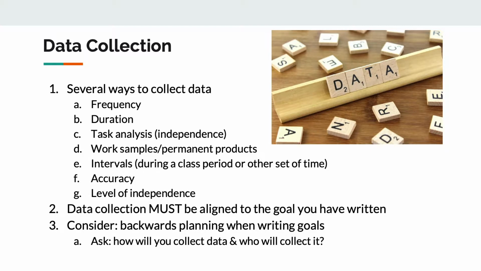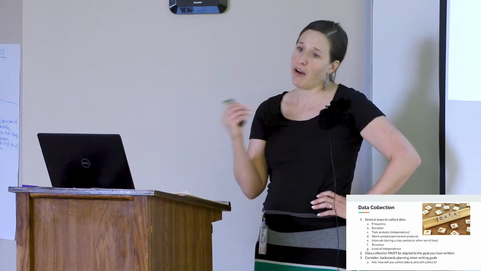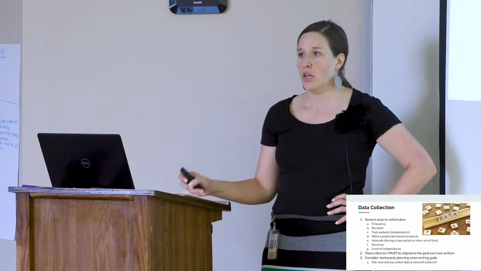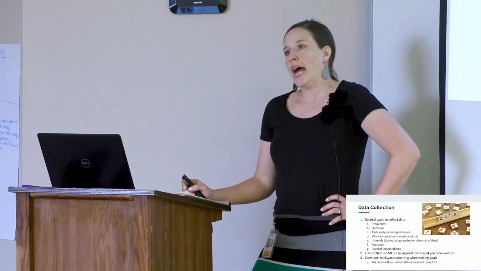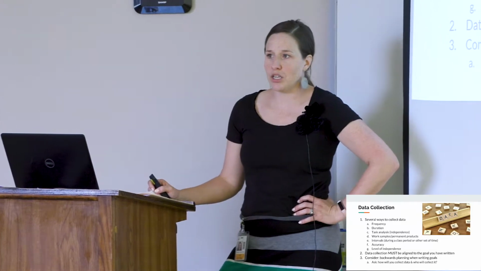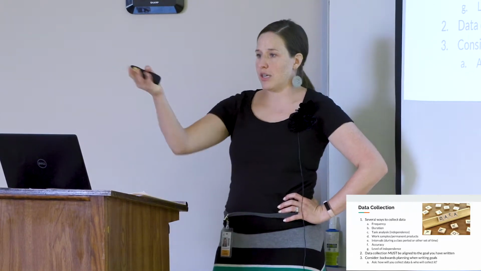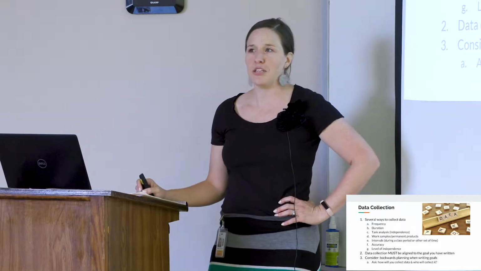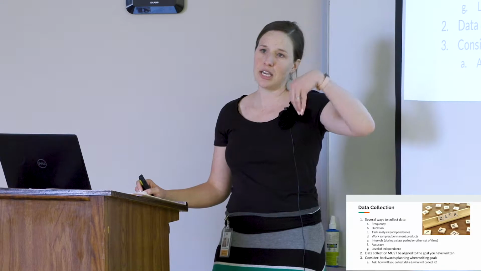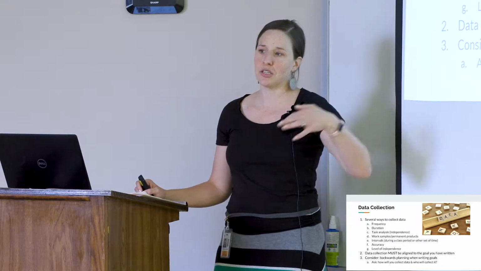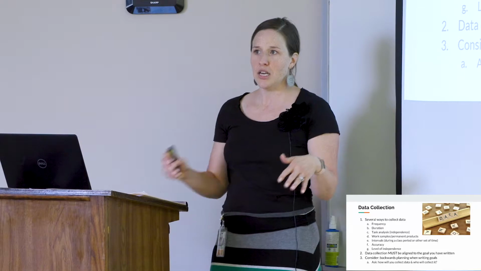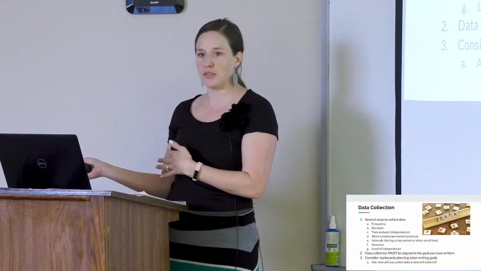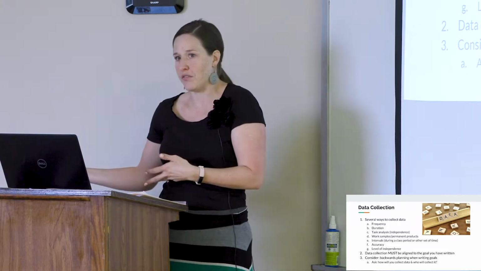Accuracy, again, that percentage, level of independence. Again, the data collection must be aligned to the goal you've written, which is why thinking about how you're going to take the data when you're writing the goal is helpful. For example, if you had a goal that said they were going to answer the math problem with 90% accuracy 4 out of 5 times, and then as you're reporting progress you say, well, they're answering math problems at 73% accuracy, you want to also say how many times you've taken that data, like 73% on 4 out of 5.